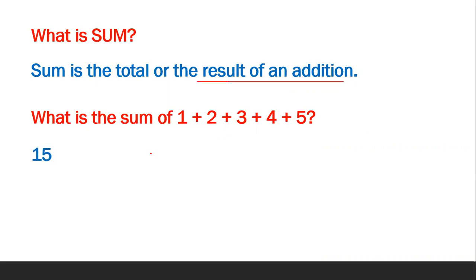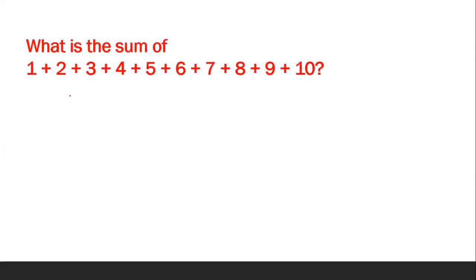Okay, now let's go to the next question. Let's build up from that first question. So what is the sum of 1 plus 2 plus 3 plus 4 until 10? So it's consecutive numbers. It's still not a big deal since you have learned how to do addition. Of course, you can do this. So have you got the answer? That's right, it's 55.